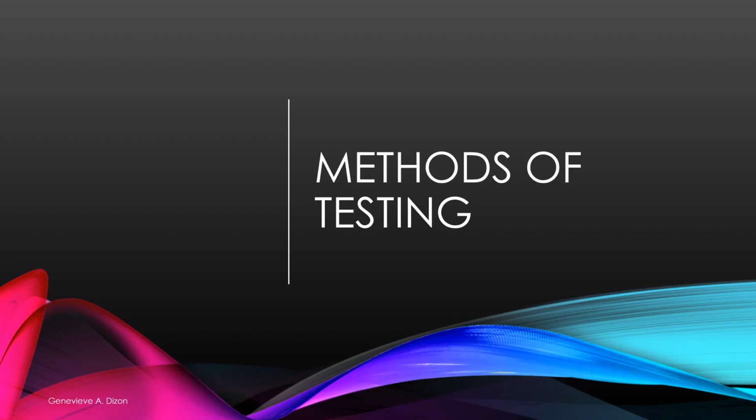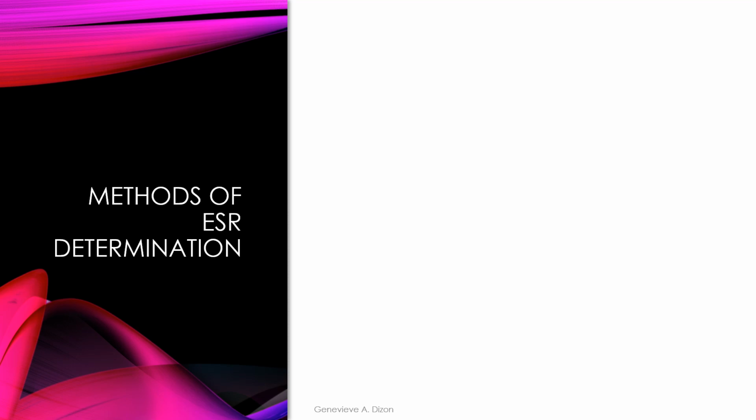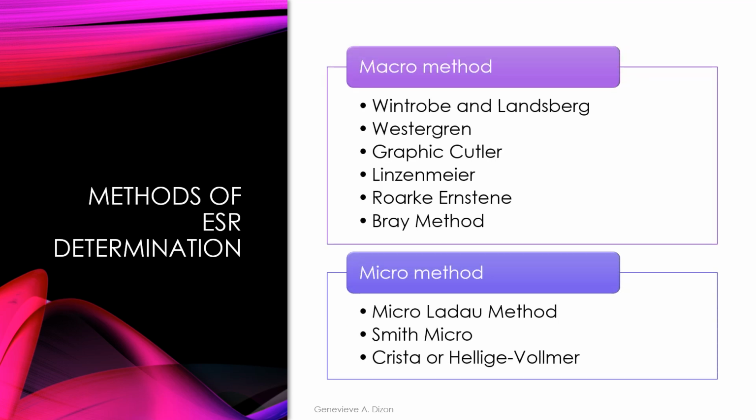There are different methods that may be used in testing for ESR, and we will briefly discuss some of them. They can be categorized into two. We have the macro method and the micro method. Macro methods may include any of the following: the Wintrobe and Landsberg method, Westergren method, Graphic-Cutler, Linsen-Meyer, Rourke-Ernsten, and Bray method. The micro methods are the following: Micro-Ladau method, Smith-Micro, and Christa or Hellige-Vollmer method.